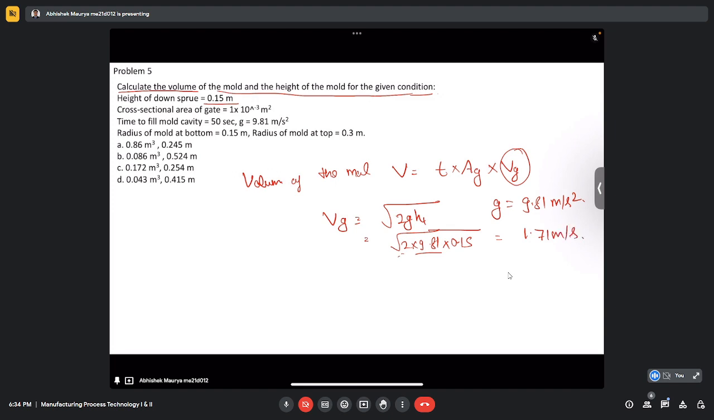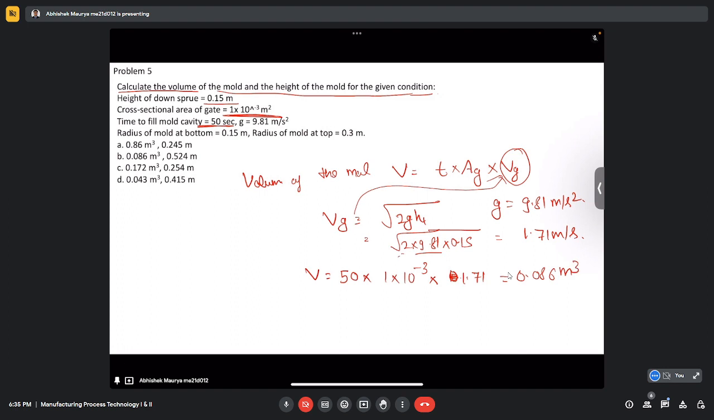And now if you calculate the volume, we substitute the Vg in this formula. Other things are given: cross-sectional area, that is the Ag, it is given, and time is also given. So volume of the mold will be given by time, which was 50 seconds, area of the gate is 1 into 10 to the power minus 3, and velocity at the gate is 1.71 meters per second. If you solve it, you will get 0.086 meter cube.